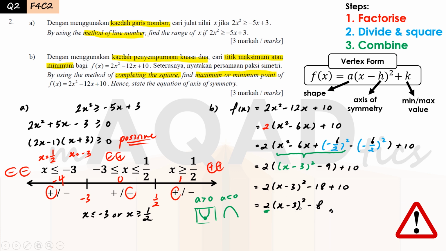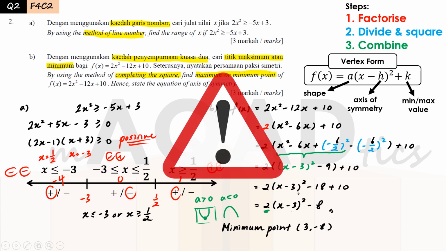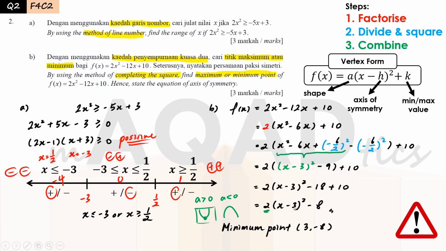To find the coordinates of the minimum point, we can just use the value of h and k, which is 3 and negative 8. So our minimum point is 3, negative 8. And just a reminder, when we extract the values from this bracket, make sure to change the sign. As you can see here, negative, we change it to positive.